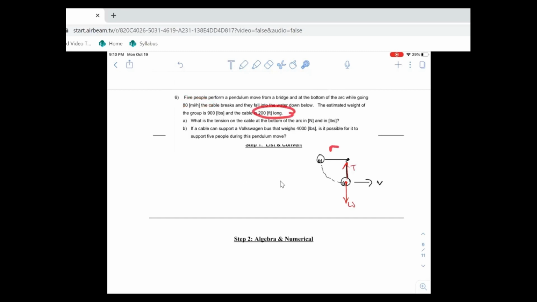Cable is 200 feet long. All right, so speed is 80 miles per hour. R is 200 feet. And the estimated weight of these people, 900 pounds. Okay, so I need a bunch of stuff from you guys. Miles per hour to meters per second, so I need that number. 200 feet, we need this in terms of meters. And obviously, we need this in terms of newtons, 900 pounds. Okay, so whenever you guys get a chance to just work on those numbers.